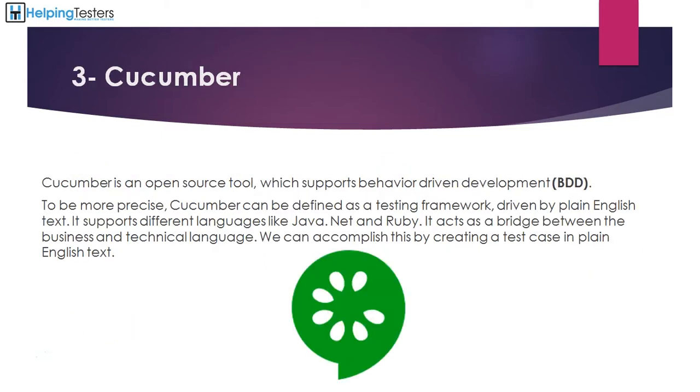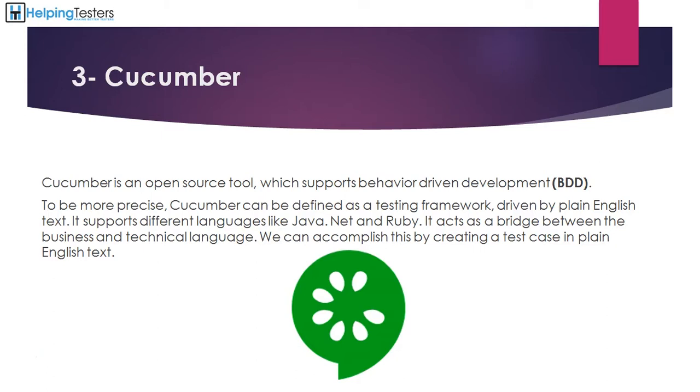So next one is Cucumber. Cucumber is again an automation tool, and it is again an open source tool. This tool uses the behavior driven framework. Behavior driven framework is how the application is behaving under different circumstances. This framework is used for automating using the Cucumber tool. Cucumber is a free of cost open source tool, and it acts as the bridge between your business user as well as the technical user. Let me tell you how.